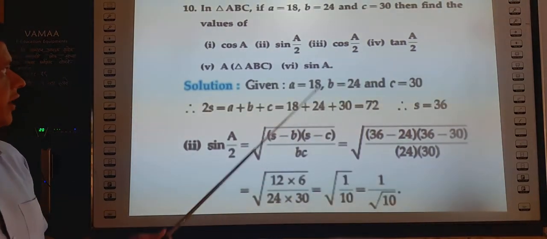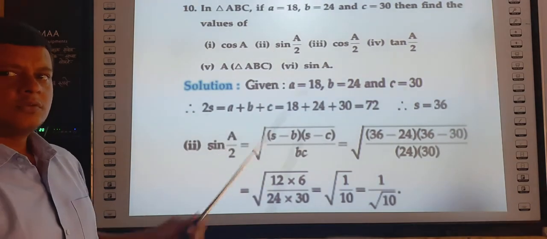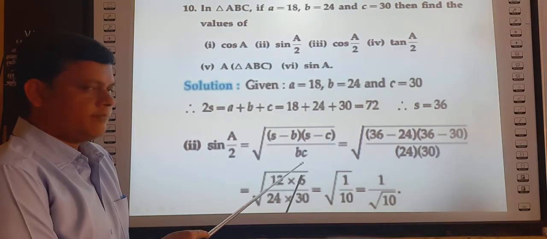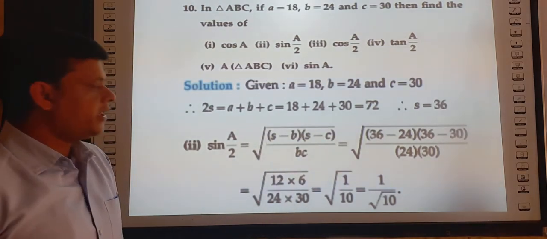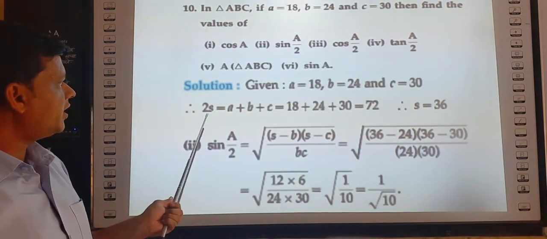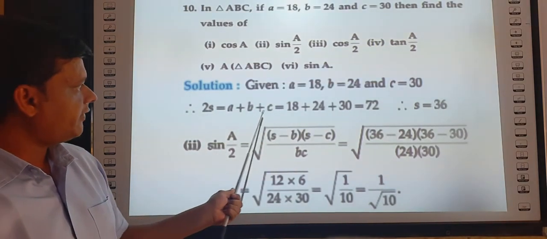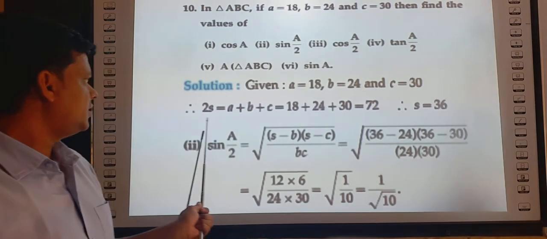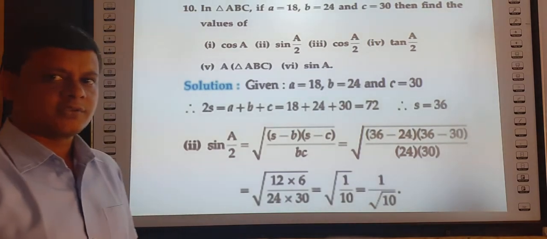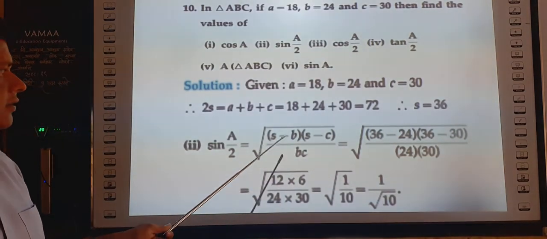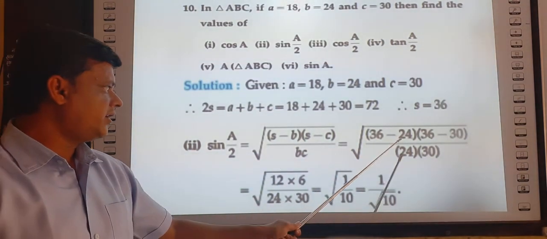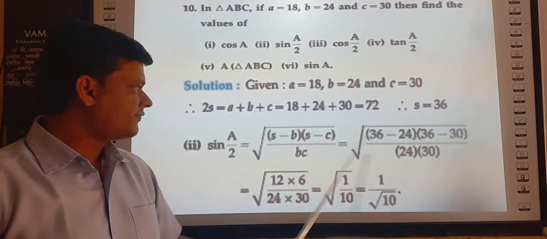In the second example, we have to find the value of sin A by 2. For sin A by 2, the formula is under root (s minus b)(s minus c) upon bc. For that we have to calculate the value of s first. From the given values of a, b, c, we calculate the value of twice s first. After adding the values of a, b, c, we get 72. This is the value of twice s. We require the value of s, so dividing by 2, we get 36. Now substitute the values of s, b, c in this formula. So the value of s is 36, the value of b is 24, the value of s is 36, the value of c is 30.